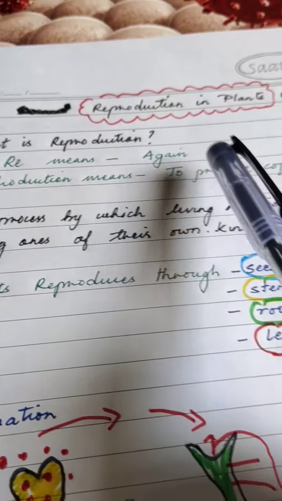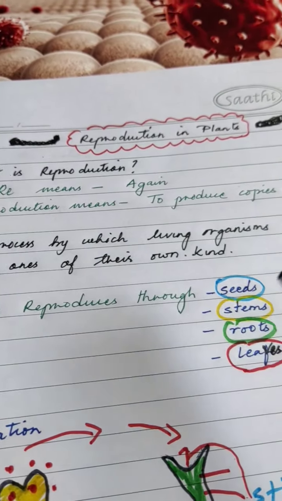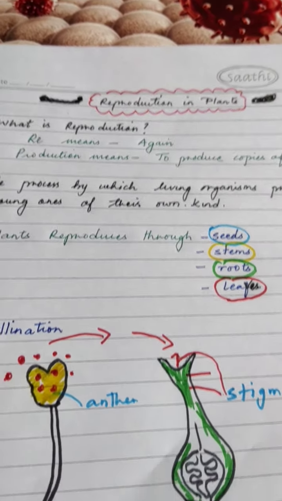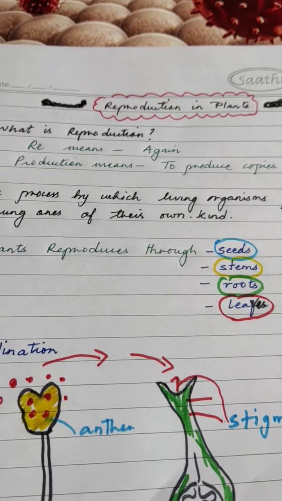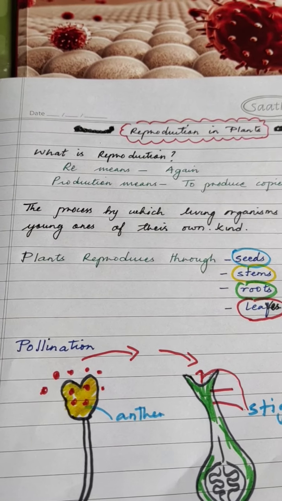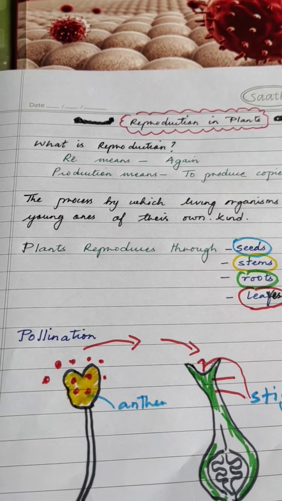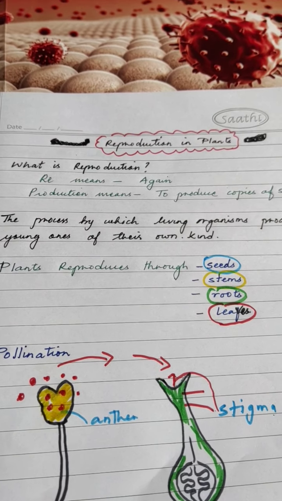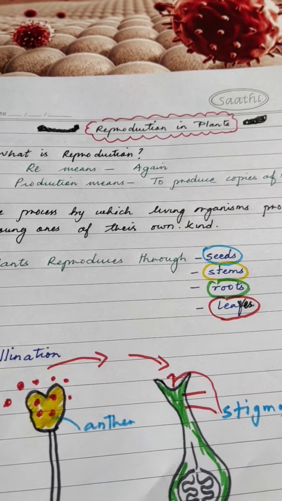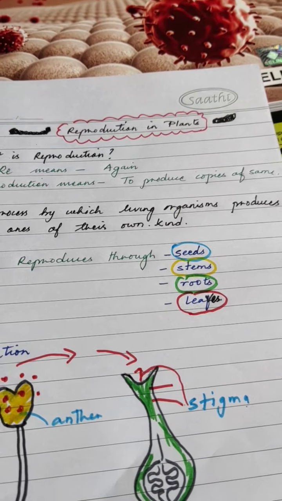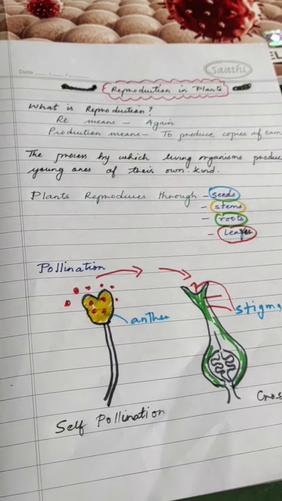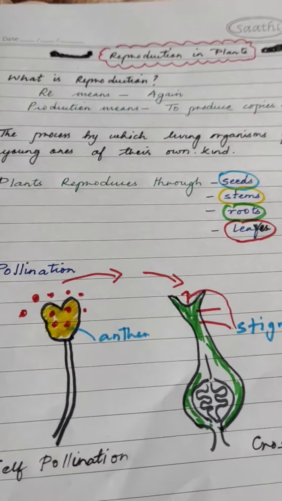So re means again, and production means to produce copies of the same. So what do you mean by reproduction? The process by which living organisms produce young ones of their own kind. So plants reproduce through seeds, stems, roots and leaves. Now let us go back to pollination.